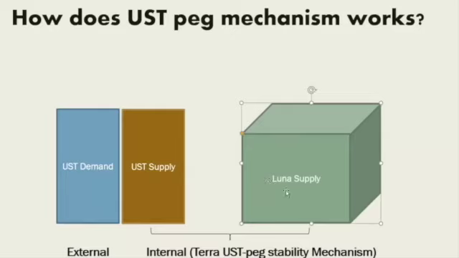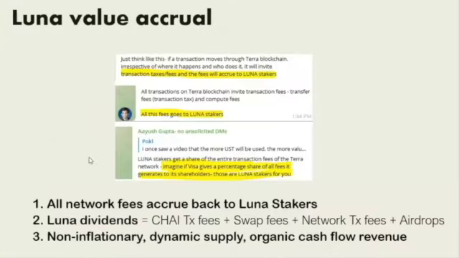So this is the very fundamental foundation of the whole Terra ecosystem, this decentralized stablecoin. So how does Luna accrue value? Luna, this token, actually has staking. When you stake Luna, you receive a portion of network fees, and these network fees all go back to Luna stakers.